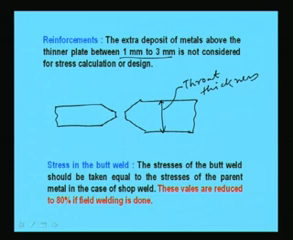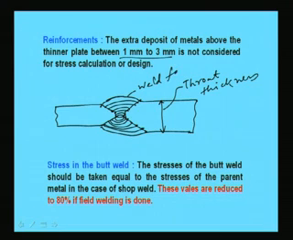Okay. Now, if we provide a double V or double U type of butt weld, it will look like this, right. Now, this is the weld face and this is the reinforcement. So, reinforcement basically represents this, this is the reinforcement. The extra deposit of metal above the thinner plate, between 1 millimeter to 3 millimeter, is not considered for stress calculation, which is basically called reinforcement.